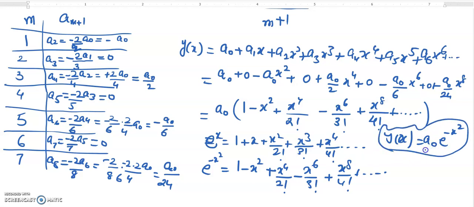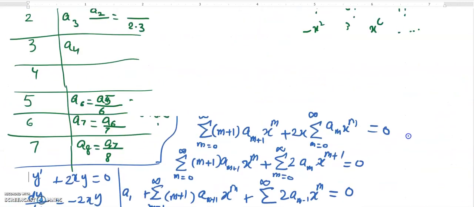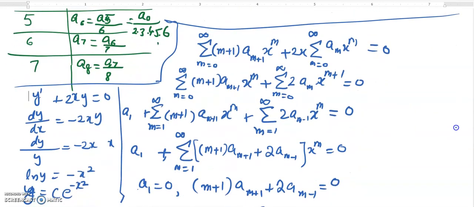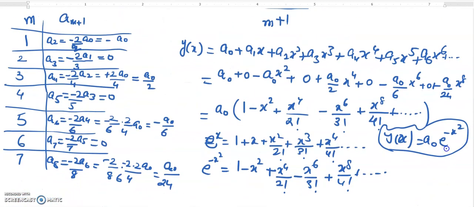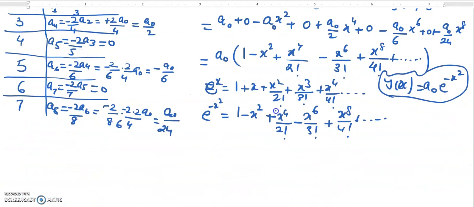Okay, so in this way we have done two examples. Earlier, if you see, the solution was this, the solution of this equation was, yeah, with the arbitrary constant c. Here we have taken the arbitrary constant as A naught, so it's the same solution. So again, we have verified by the power series method the solution of an ordinary differential equation.